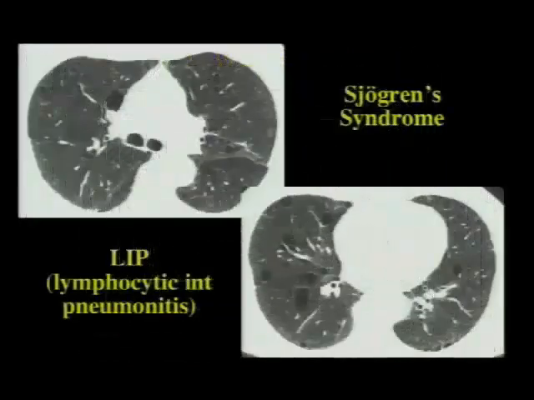And lastly, this is Sjogren's syndrome, a patient who has Sjogren's and LIP, or lymphocytic interstitial pneumonitis. Notice the presence of numerous thin-walled cysts, but the cysts in this disease tend to be more limited in number than in the other diseases I have shown you. Most patients with LIP and Sjogren's or other collagen diseases will have a dozen or so cysts or fewer.